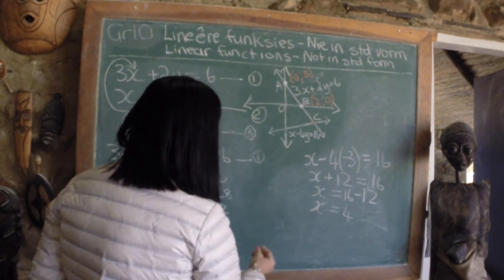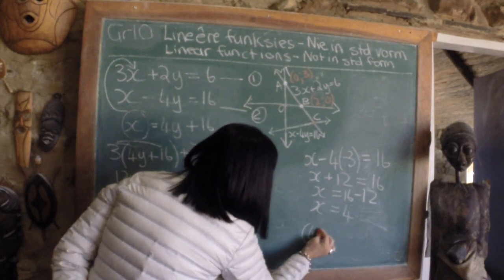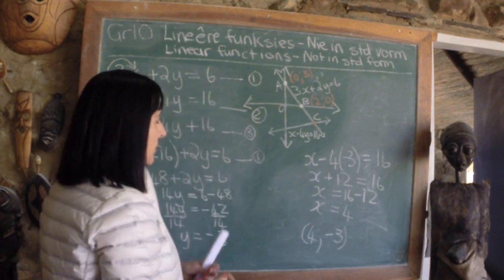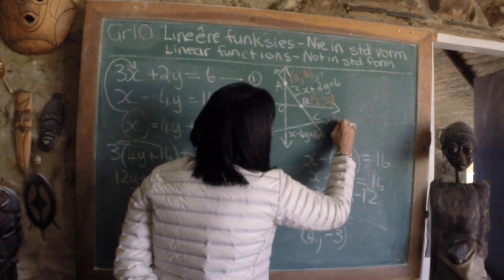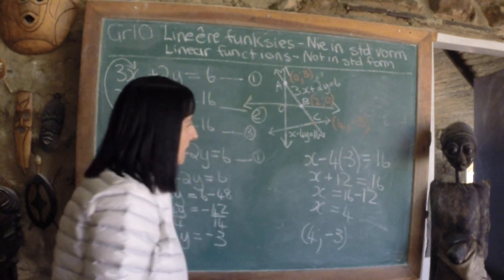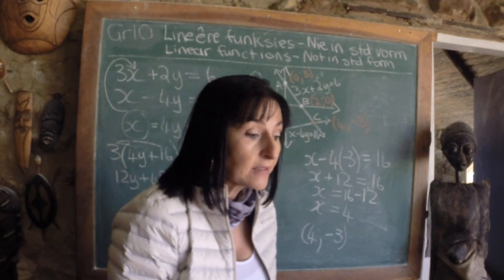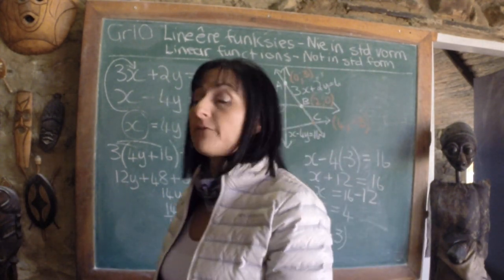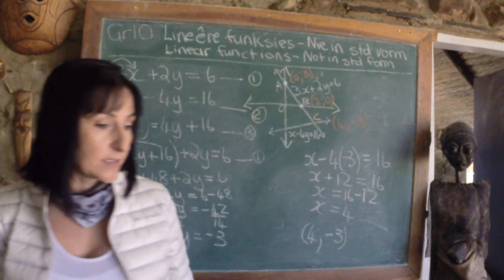So wat is die snydingspunt van hierdie tweeetjies? My x-waarde is 4 en my y-waarde is minus 3. So the point of intersection is (4; -3). Goed, baie mooi. Die laaste vraag graad 10 is, vir watter waardes van x styg die funksie en vir watter waardes van x daal beide die funksies?